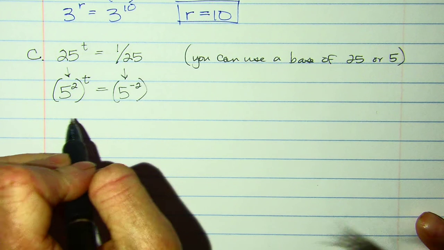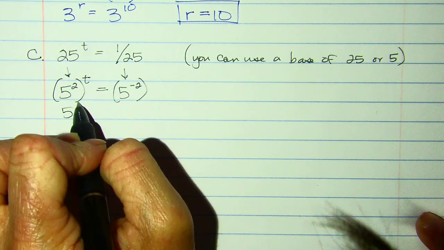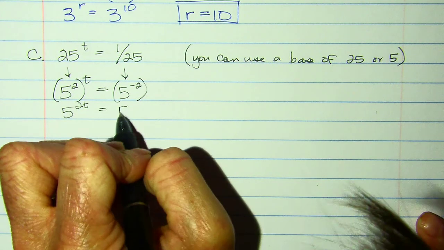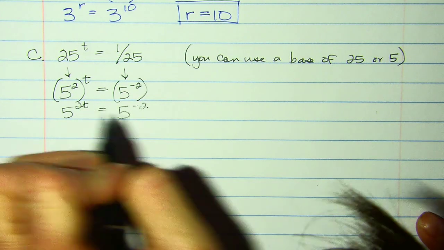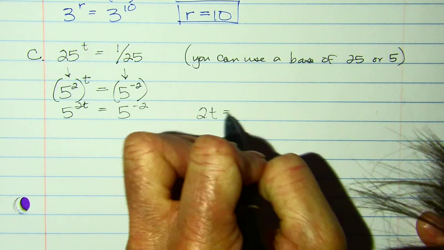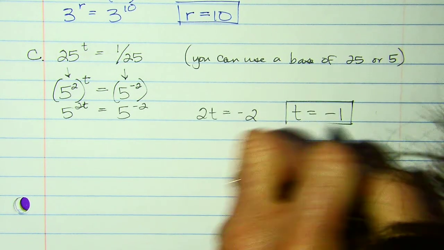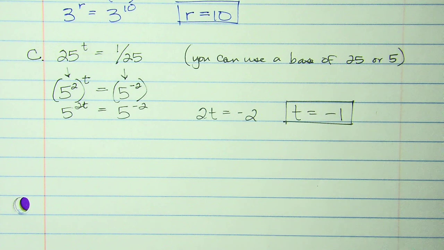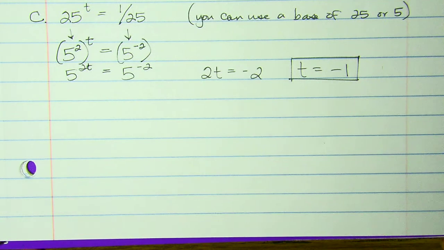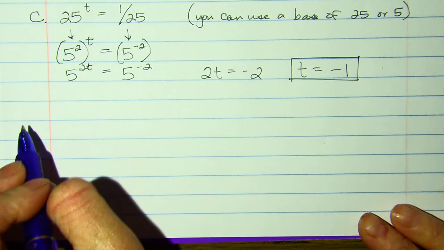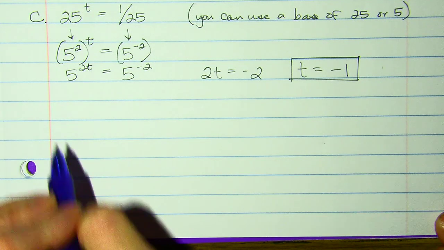From here, you would multiply your exponents, so 5 to the 2t equals 5 to the negative 2, and so 2t equals negative 2, so t equals negative 1. That is one way to do this problem. You could have also used a base of 25. So moving on.